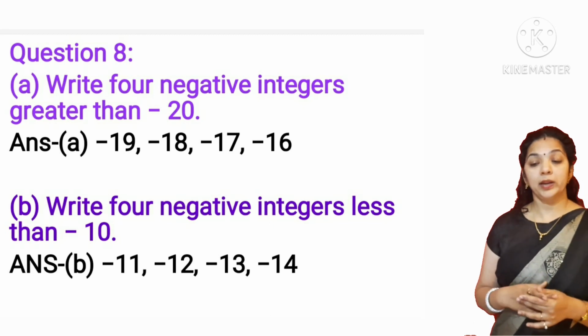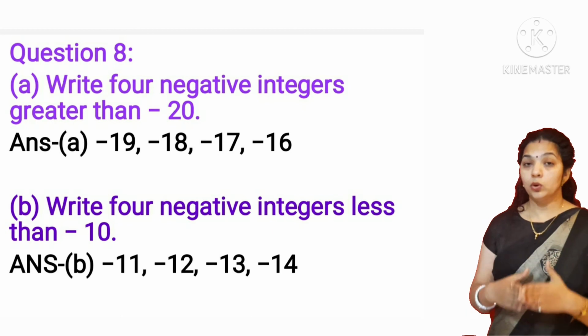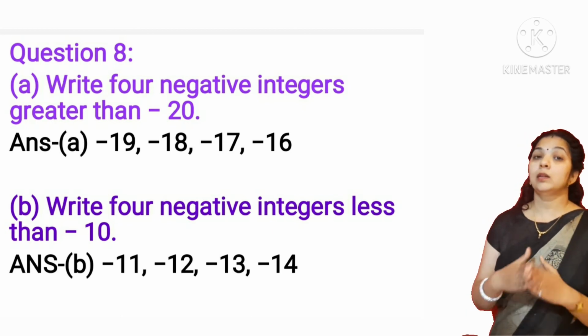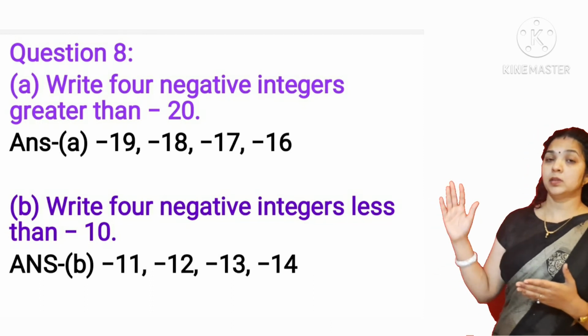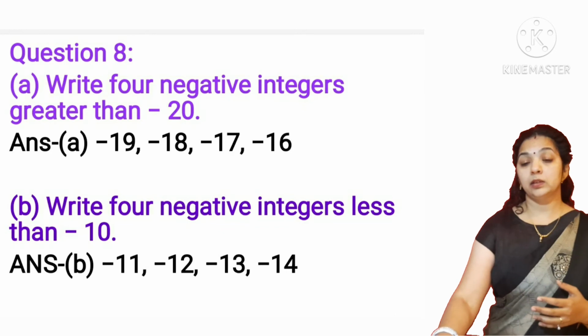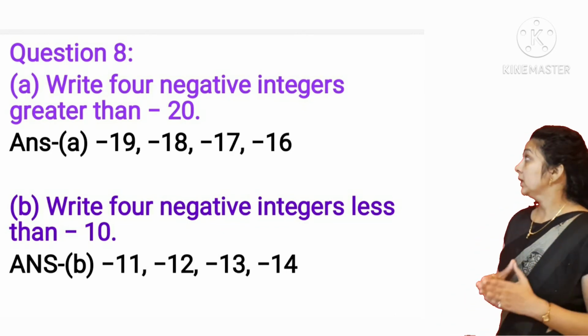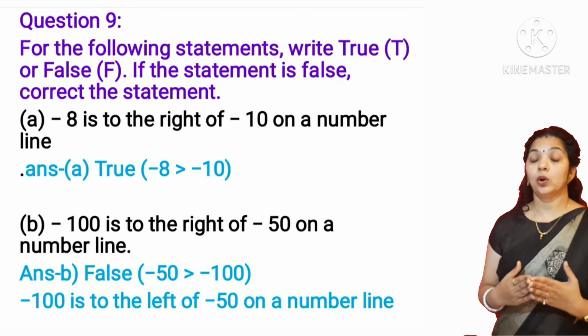Write 4 negative integers less than minus 10. What you have to do is write 4 negative integers which are smaller than minus 10. So minus 11, minus 12, minus 13, minus 14, and all the numbers after that would be smaller than minus 10.